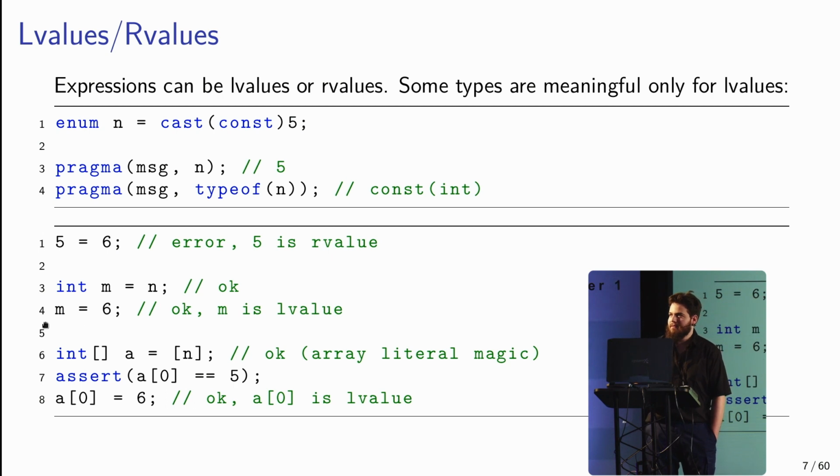So Lvalues you can usually update, except if they're const. But well, here m is not const, but we can assign a const into it, right? So basically, const doesn't do much for Rvalues. We will see some exceptions to that later.